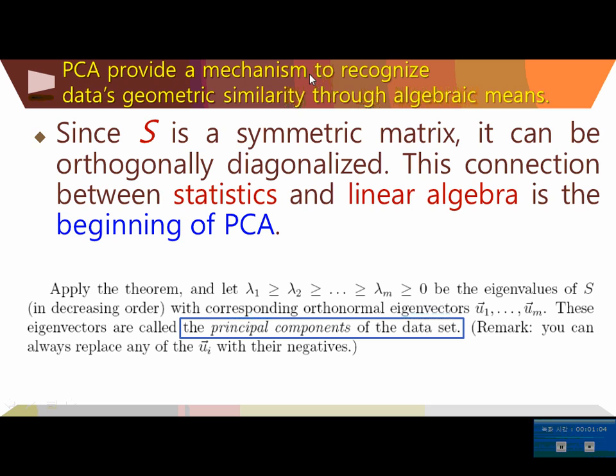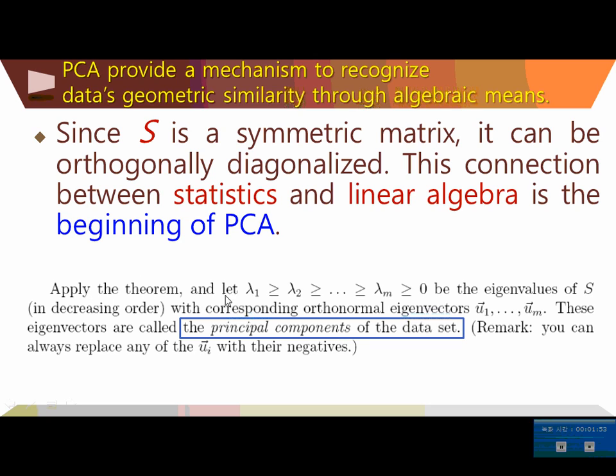PCA provides a mechanism to recognize data's geometric similarity through algebraic means. Here, the matrix S is symmetric, so it can be orthogonally diagonalized. This connection between statistics and linear algebra is the beginning of principal component analysis. Here we started with the covariance matrix, which is symmetric, and we used the eigenvalues and eigenvectors to find the principal axis. This connection is the key idea of principal component analysis.